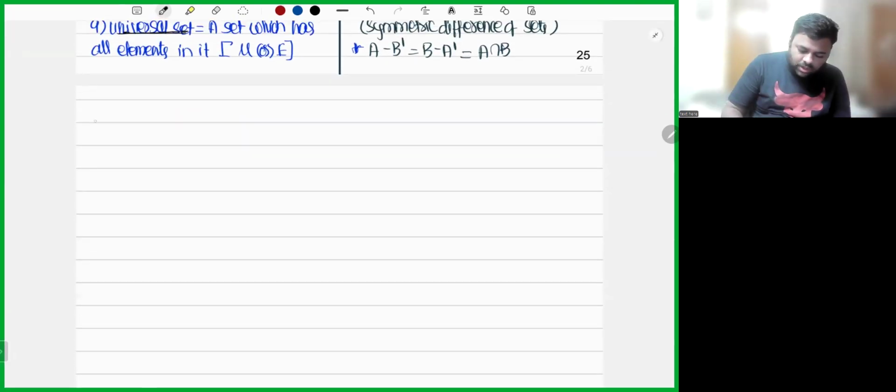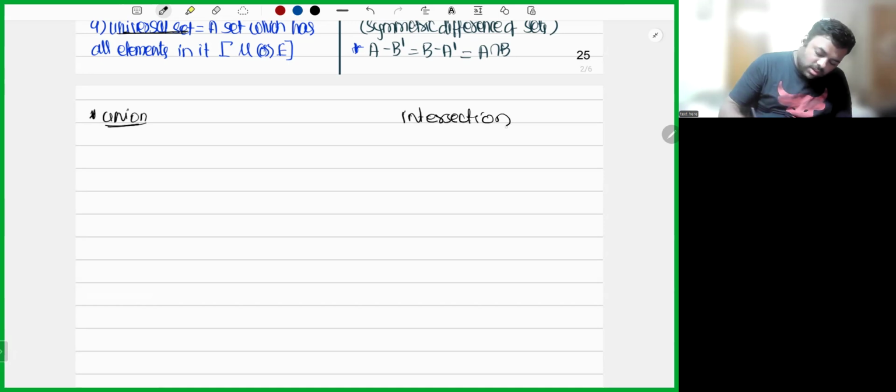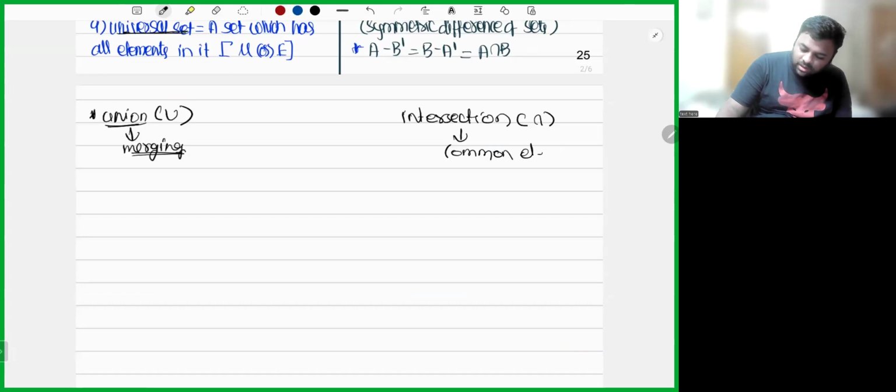Now, what is this union and what is this intersection? Union, intersection. The symbol of union is this, and the symbol of intersection is this. Union means you are merging the sets. You call it as union. Intersection means you are taking common elements in the sets. You call it as intersection.